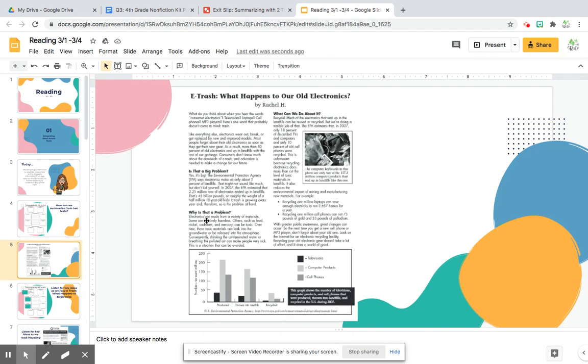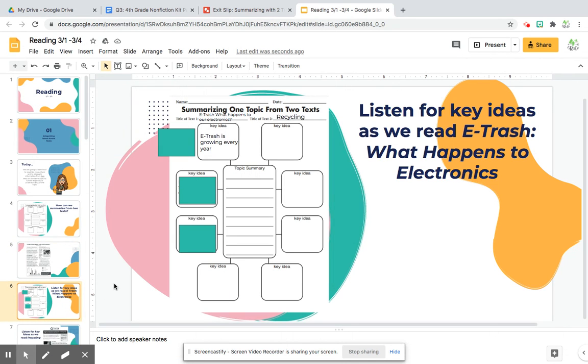So we know there's this cause and effect kind of relationship here. Another important problem. So why should we care about e-trash going into our environment? I think there's a key idea we need to add in here. What do you guys think?